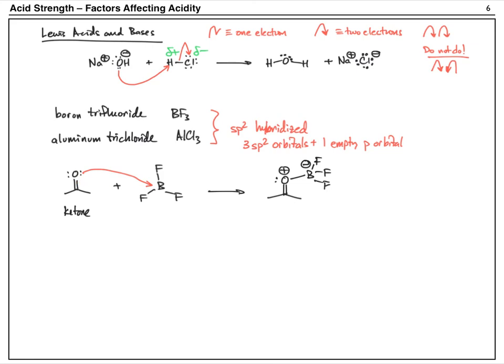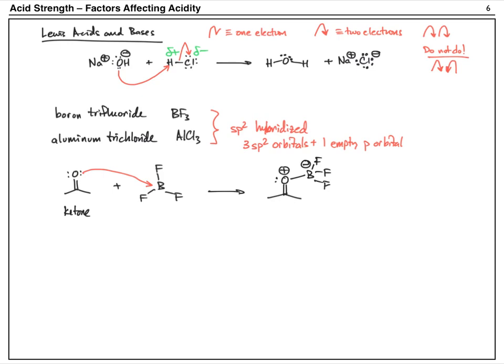So again, the Lewis base is supplying the electrons. The Lewis acid is accepting them. We've formed this bond. We've accounted for our formal charges being neutral. So aluminum trichloride acts in a similar fashion to what we just saw. So these are common Lewis acids we will see in organic chemistry.